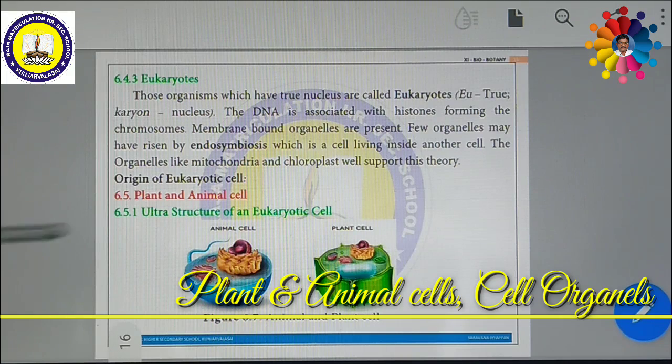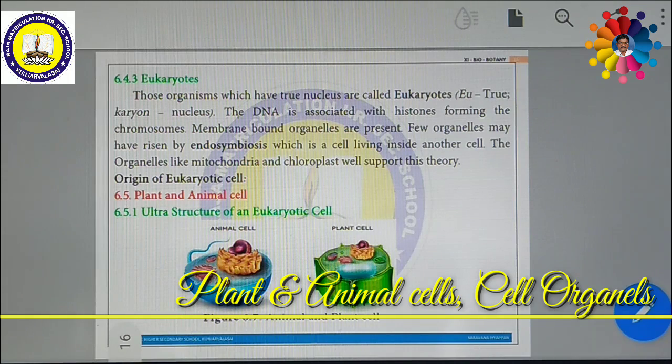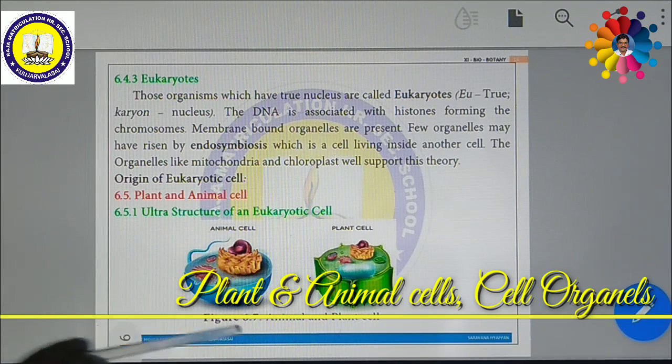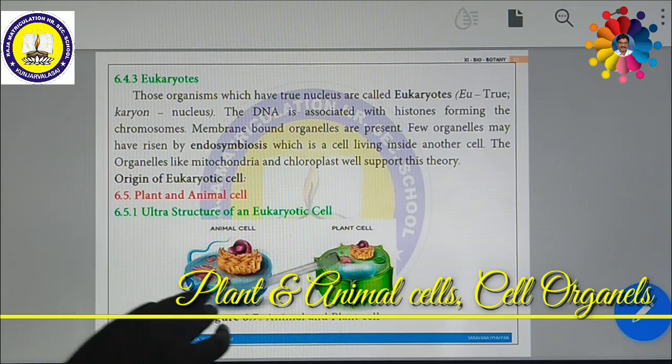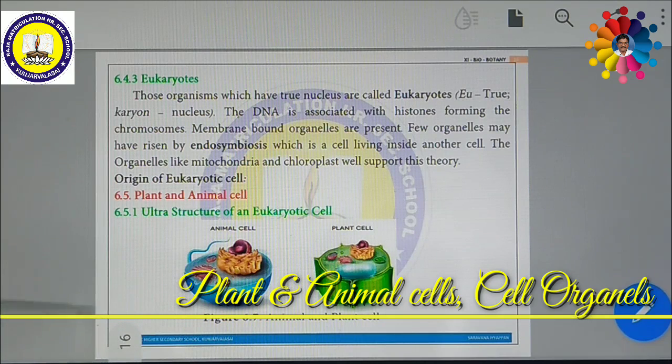Then, in a plant cell, there is a connection from one cell to another cell. There is a pore-like structure present, called plasmodesmata. These plasmodesmata are very common in plant cell, but absent in animal cell. Then, lysosomes are very rare in plant cell, but very common in animal cell. In plant cell, the storage material is starch grains, but in animal cell, the storage material is glycogen granules. So these are the main differences between plant cell and animal cell.